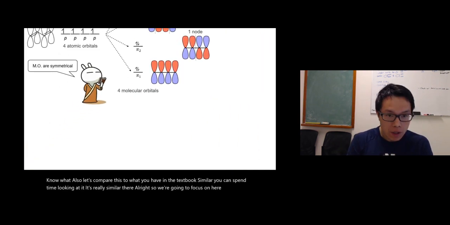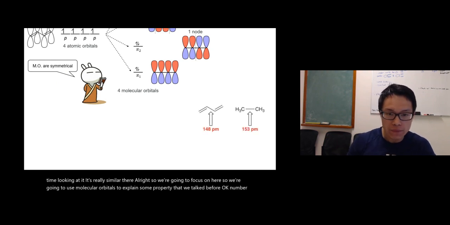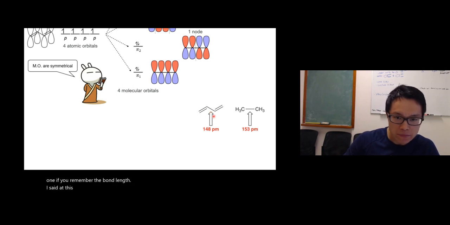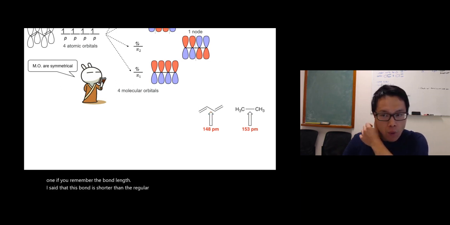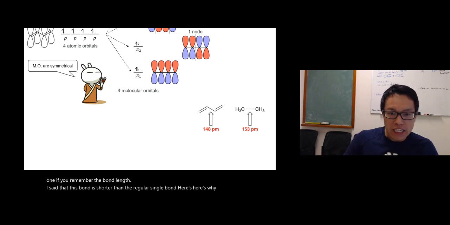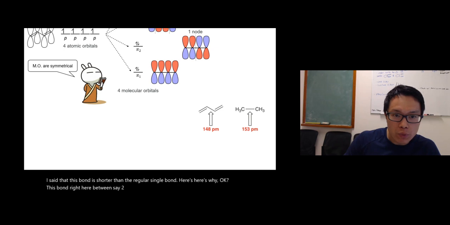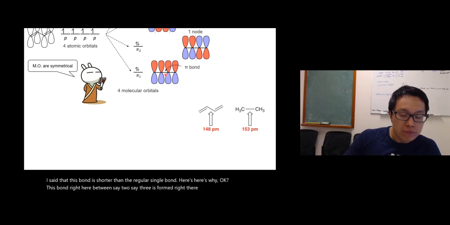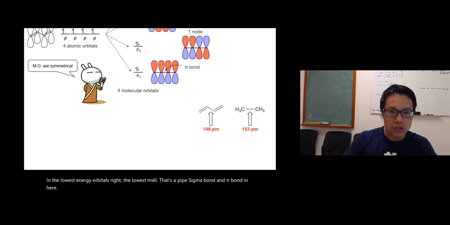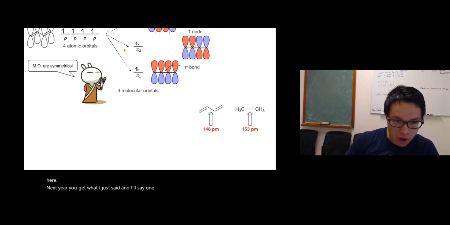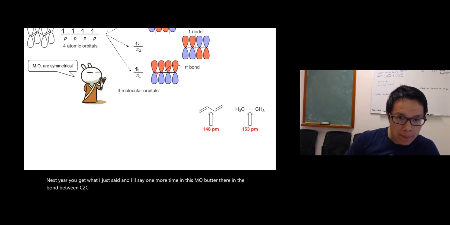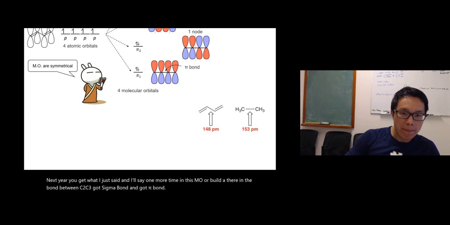We're going to use molecular orbitals to explain some properties that we talked about before. Number 1, if you remember the bond length, I said that this bond is shorter than a regular single bond. Here's why. The bond between C2 and C3 is formed right there. In the lowest energy MO, there's a sigma bond and a pi bond in here. Make sure you get what I just said. In this MO of butadiene, the bond between C2 and C3 has a sigma bond and a pi bond, so it has sigma and pi character.